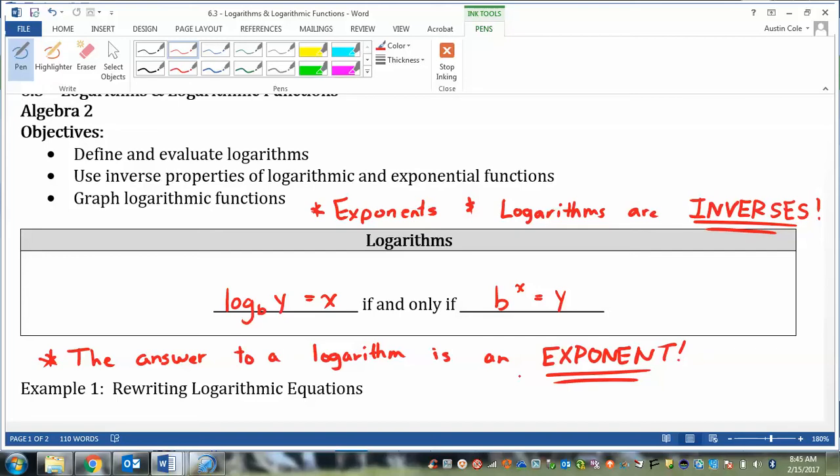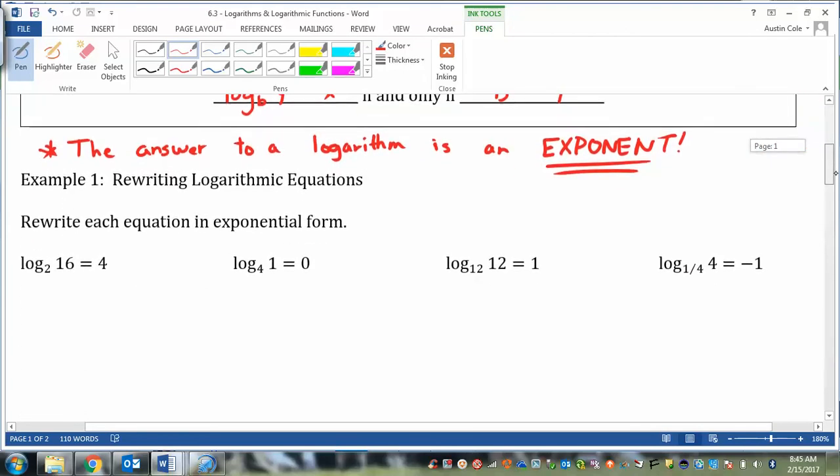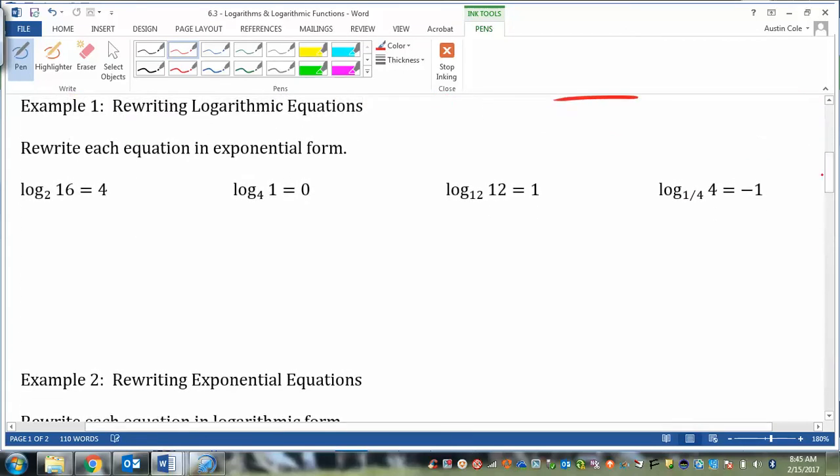Now, when I start getting into these next two examples, I think that this will make a little bit more sense. Okay, so for example, we want to rewrite each equation in exponential form. Okay, so this is in logarithm form right now, and I had said earlier that the answer to a log is the exponent, right? So this will be written 2 to the 4th power equals 16. So I've rewritten it from log form to exponent form.